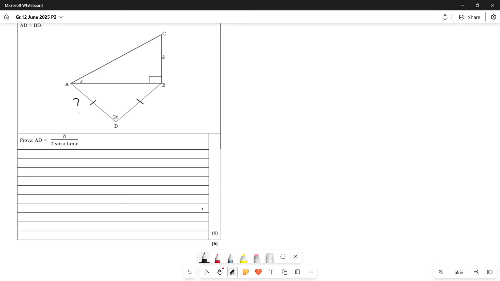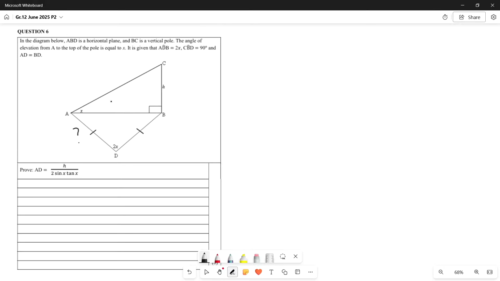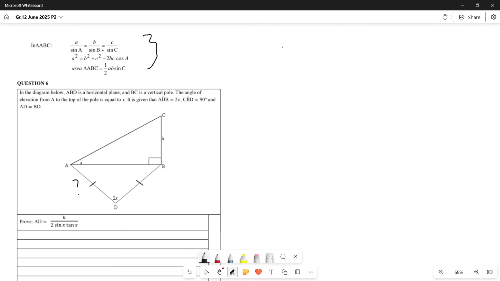So 6 marks means what we have to do in order to get the h into this triangle is to get the common side. So we first have to get AB in triangle ABC over here. And then once we have AB, then we can work in triangle ADB over here to then get AD in terms of all of this. So the best bet is to usually start with the sine rule.